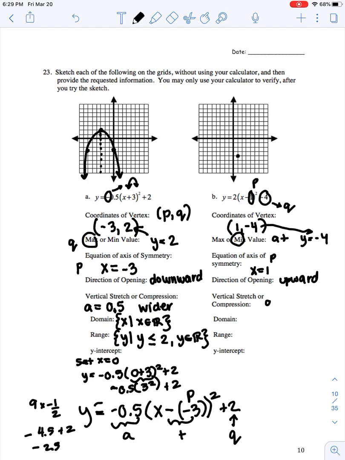Now, since we have a equaling 2, we know it's going to be more narrow. So we're going to say it's going to be more narrow.